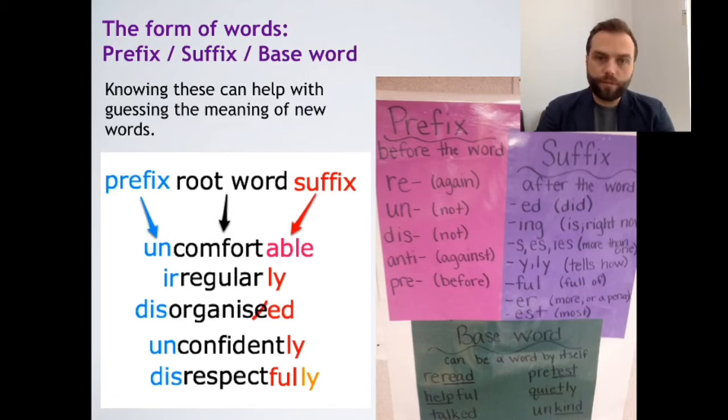Okay, so uncomfortable, the root word is comfort. Irregularly, the root word is regular. Disorganized, you can see the root word in the middle. Unconfidently and disrespectfully. So a lot of English words, especially English words with Latin origin, do follow these common rules using prefixes and suffixes.